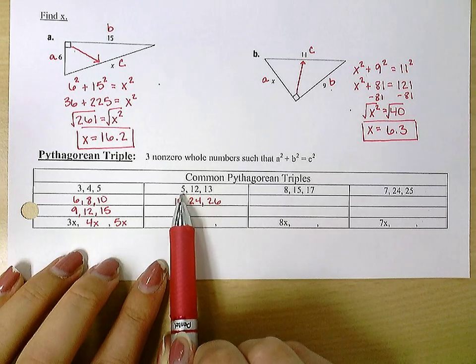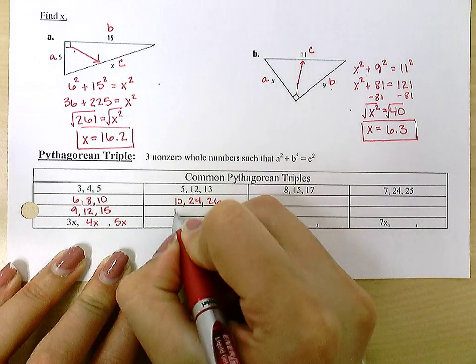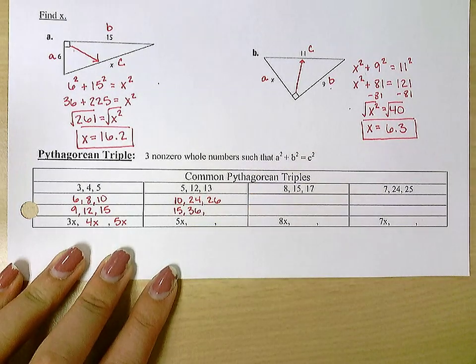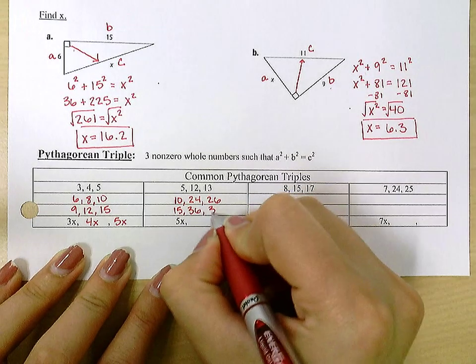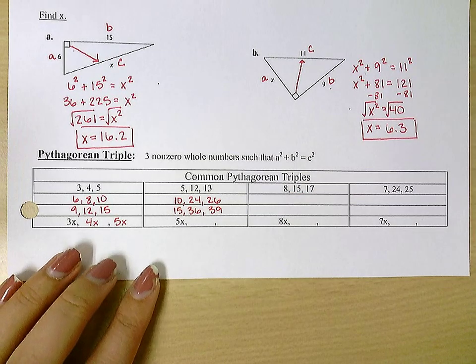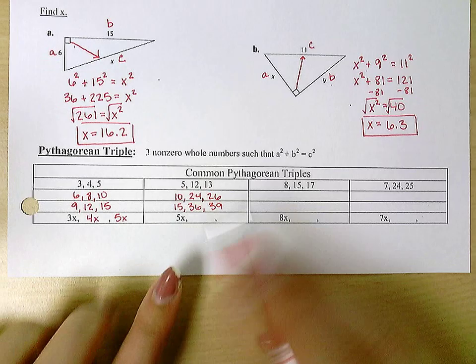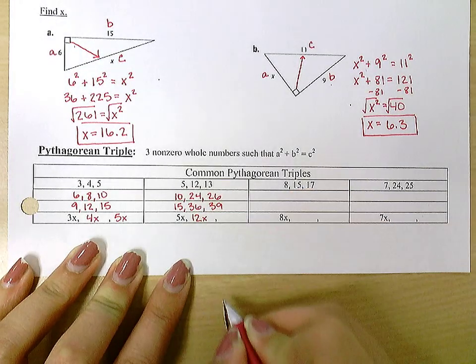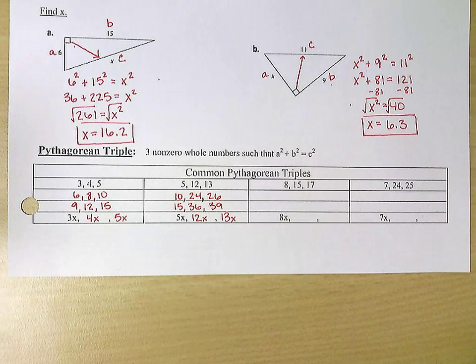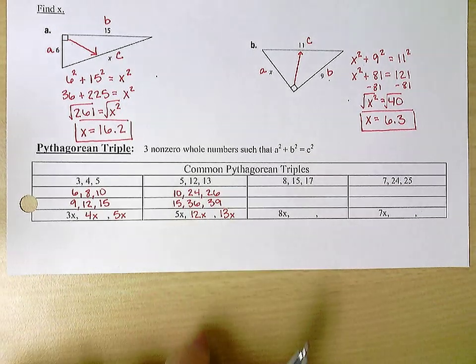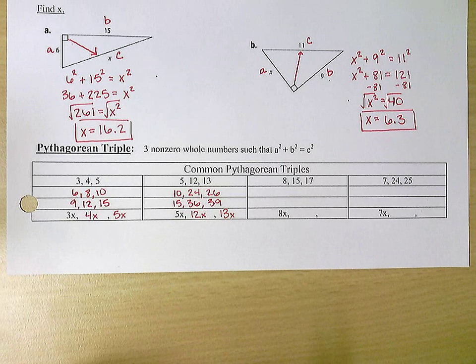Same thing with the 3's here. So 5 times 3 is 15. 12 times 3 is 36. And 13 times 3 is 39. So again, our rule at the bottom, I can take 5 times any number, I can take 12 times any number, and 13 times any number to create another Pythagorean triple. So I could honestly multiply each of these numbers by 20, and that would be another Pythagorean triple, where the Pythagorean theorem will spit out a whole number answer.